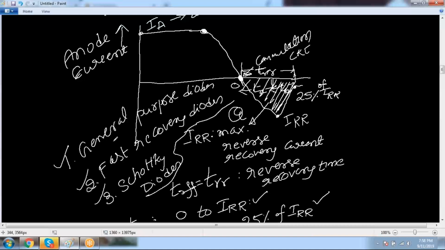We'll discuss this in more detail, but practically we will consider TRR. For all the converter analysis, we neglect TRR, taking TRR equal to 0. Whenever TRR is equal to 0, when the diode stops conducting, the anode current of the diode comes to 0.